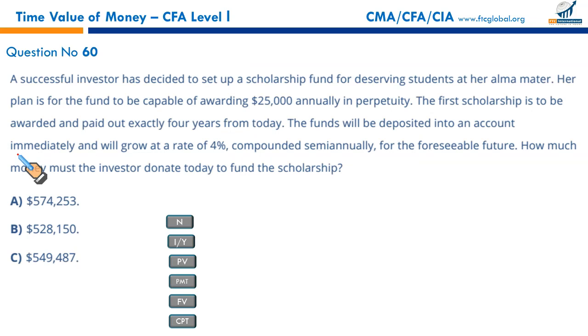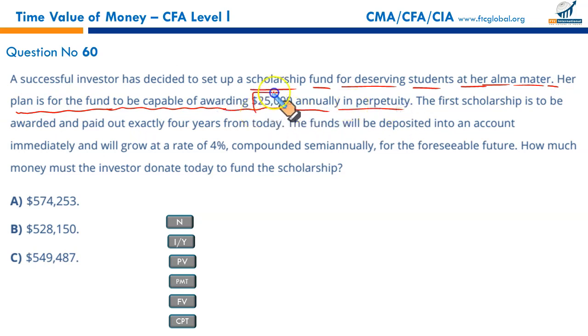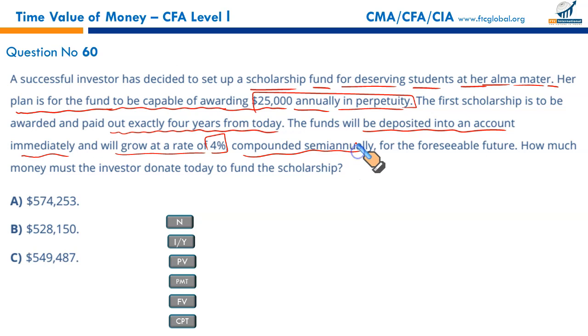This one is a little twisted one. A successful investor has decided to set up a scholarship fund for deserving students at her alma mater. Her plan is for the fund to be capable of awarding $25,000 annually in perpetuity. The first scholarship is to be awarded and paid out exactly 4 years from today. The fund will be deposited into an account immediately and will grow at 4% compounded semi-annually.